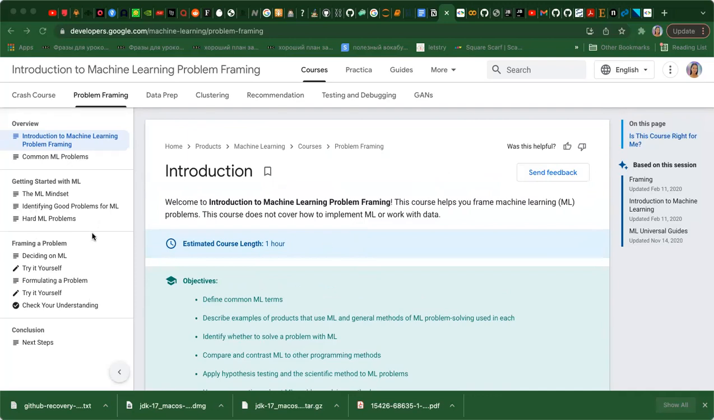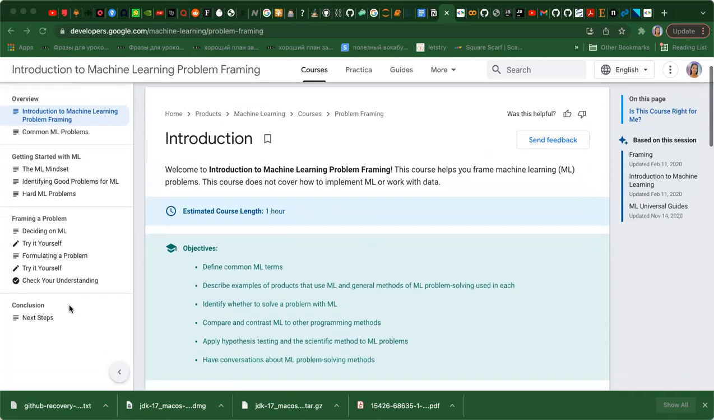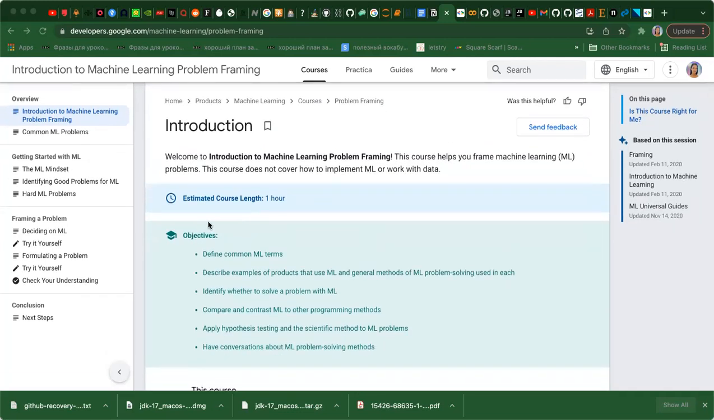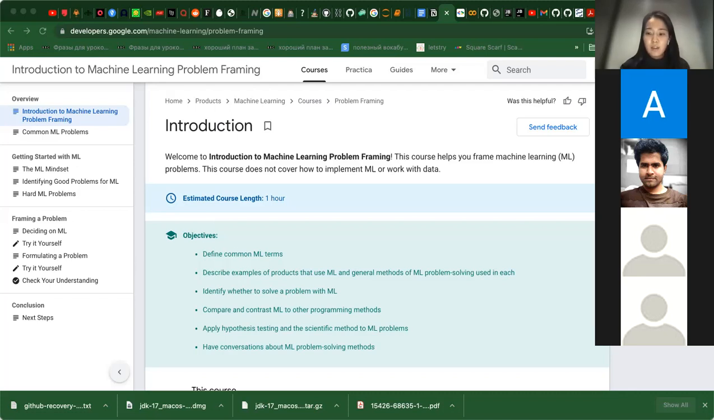Then after you learn this, you can check yourself here by answering some questions. Try it yourself, 2 questions, and check understanding by completing the quiz. And if you have any questions, you can ask me anytime, and we can go through these questions together. Okay? Is it clear?